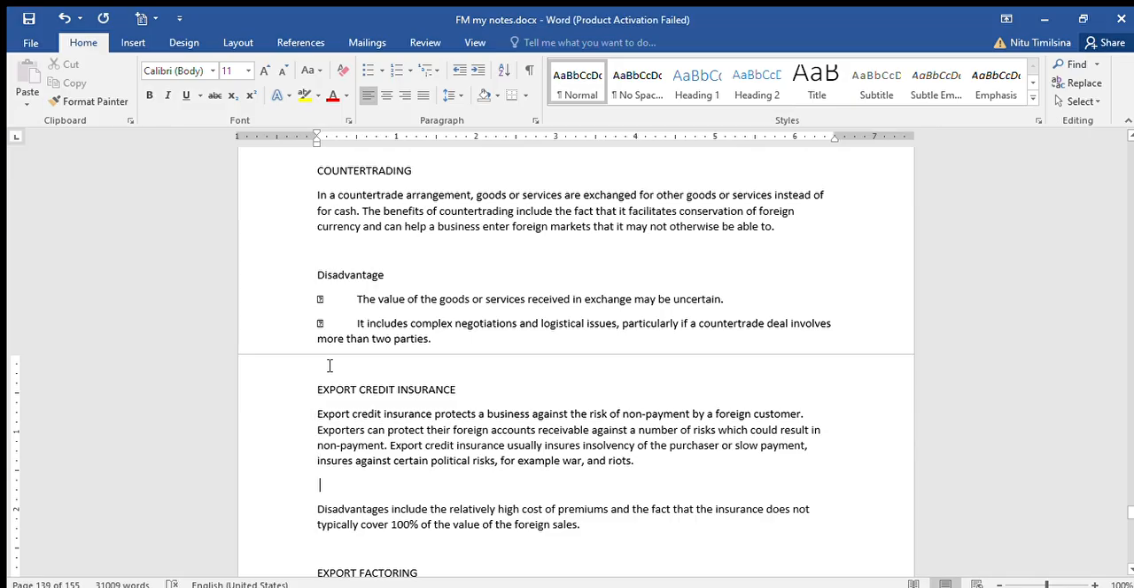A disadvantage: the value of goods or service received in exchange may be uncertain. It includes complex negotiation and logistical issues, particularly if counter trade deals involve more than two parties.